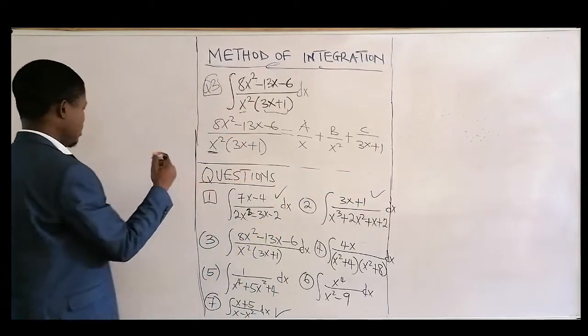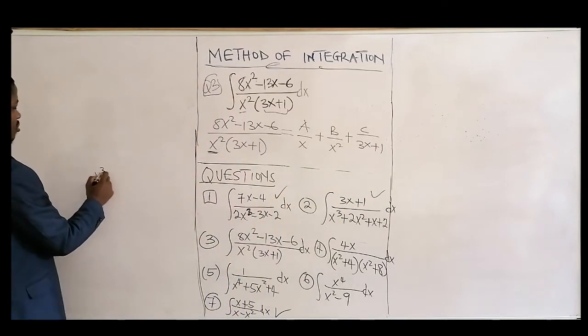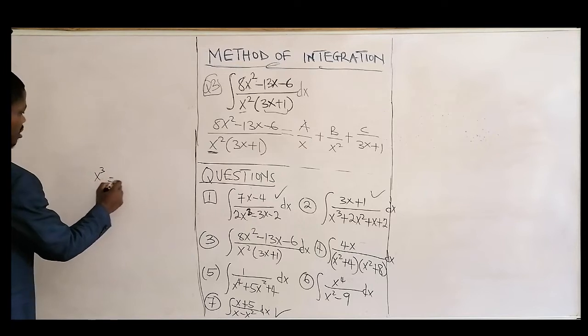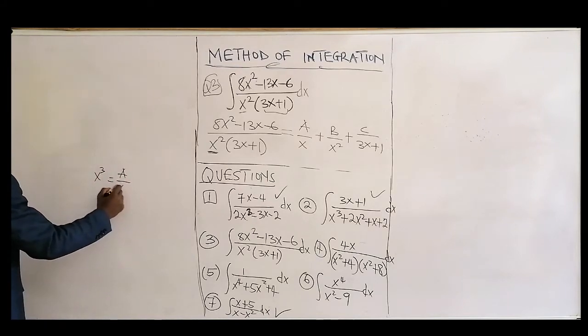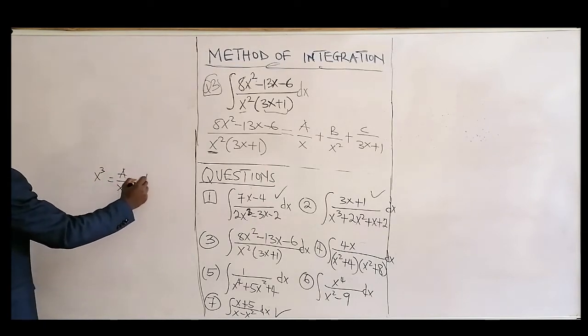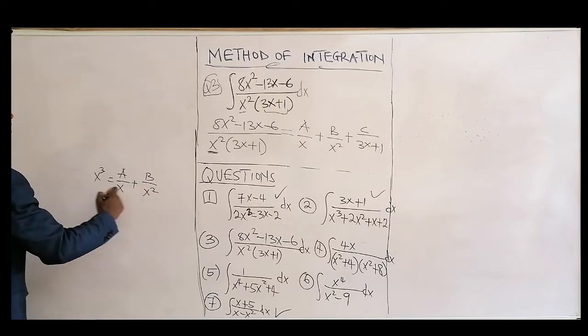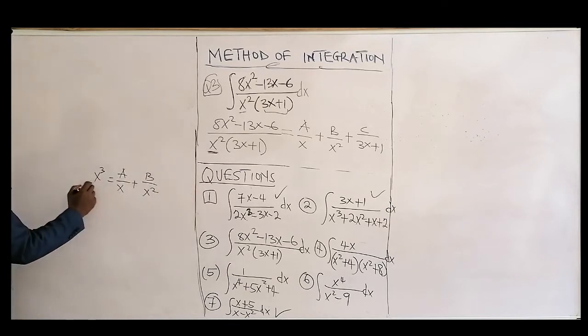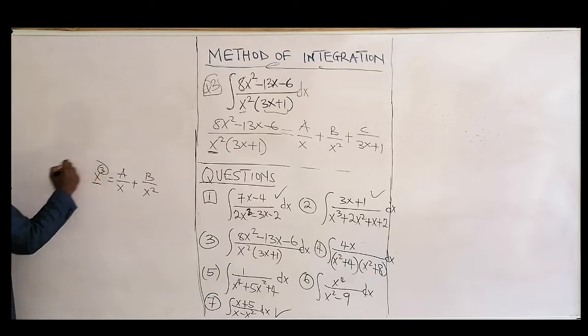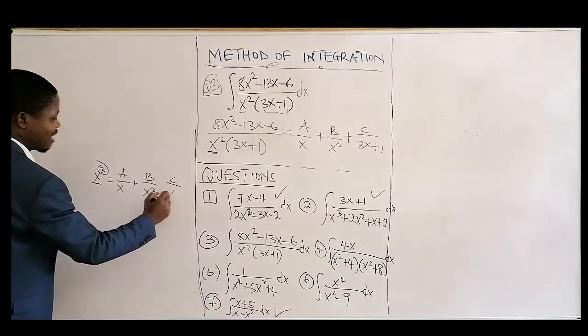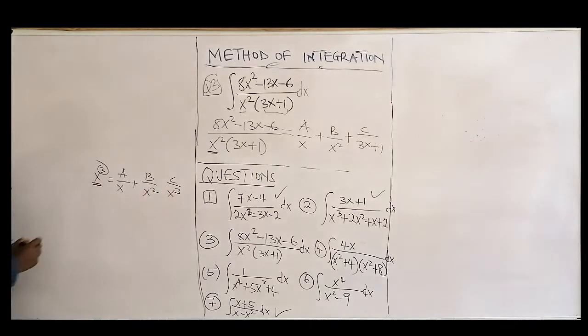On the repeated factor, if you have, for example, x cubed, the first one will be A over x. The second one will be B over x squared. The power will keep on increasing until it gets to the end, and that will be C over x cubed. That is on repeated factors in partial fractions.